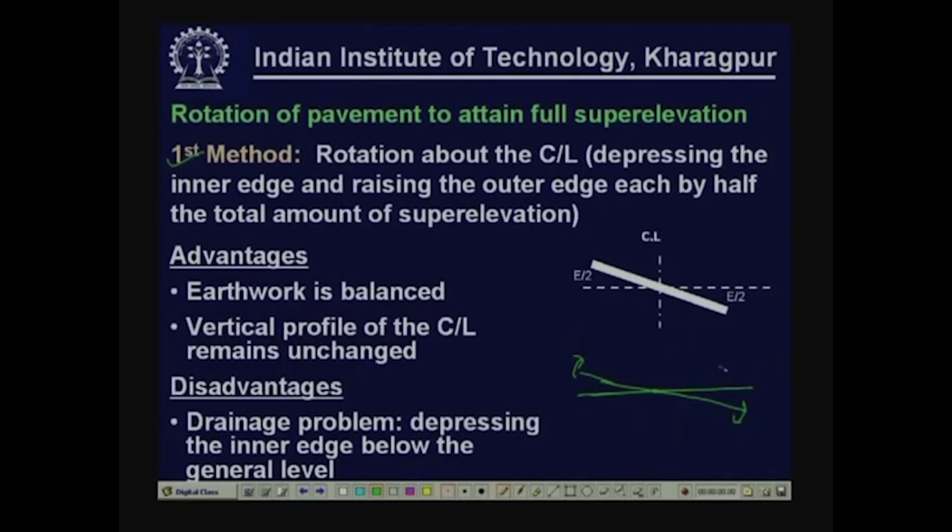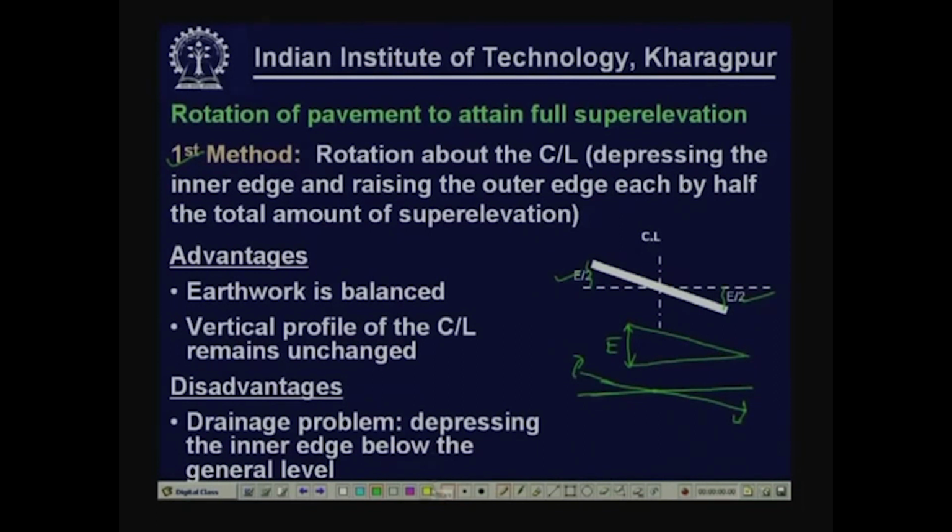So, finally, suppose for uniform section, if we need a difference of say capital E between the outer edge and the inner edge. So, this inner edge is depressed by an amount E by 2 and the outer edge is also raised by an equal amount E by 2. So, that way the pavement surface is rotated further to have the required super elevation as per the design standard. Now, it has certain advantages.